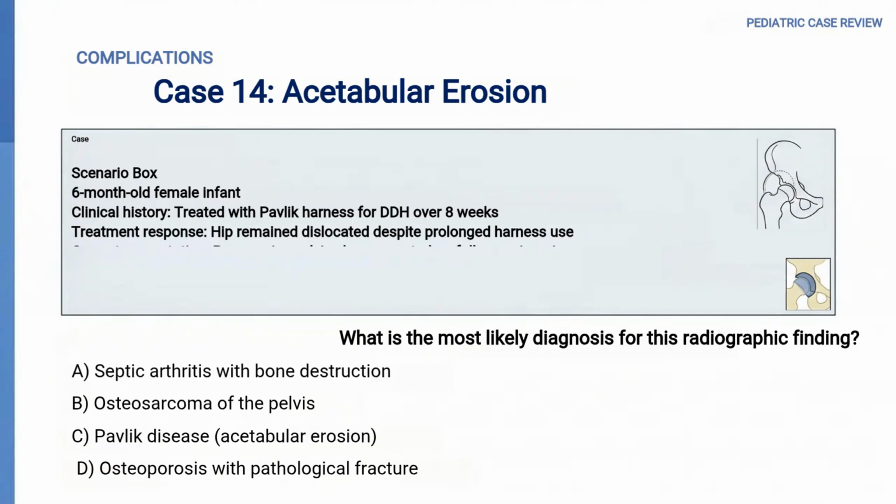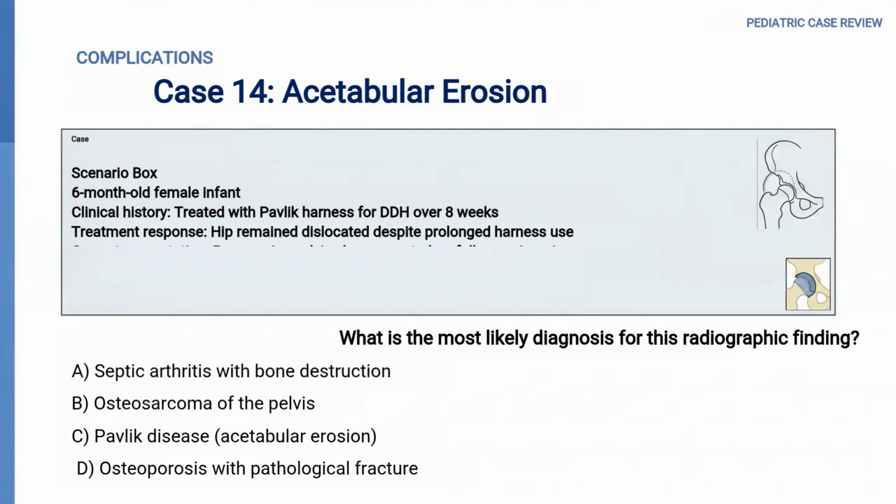Case 14, covering acetabular erosion as a complication. A 6-month-old female infant was treated with a Pavlik harness for developmental dysplasia of the hip over 8 weeks. The hip remained dislocated despite prolonged harness use. Follow-up imaging shows erosion of the iliac bone superior to the acetabulum and loss of posterior acetabular roof architecture. What is the most likely diagnosis for this radiographic finding?